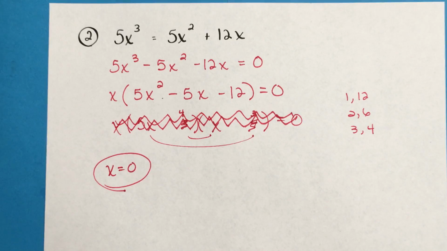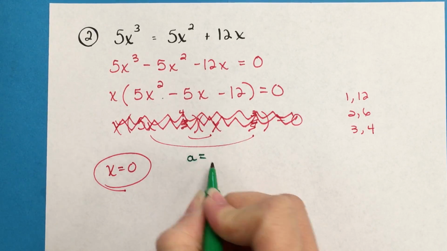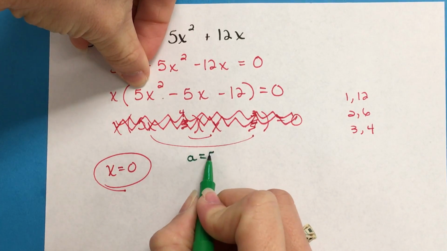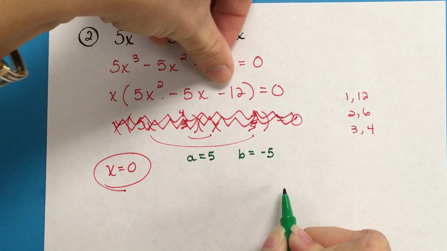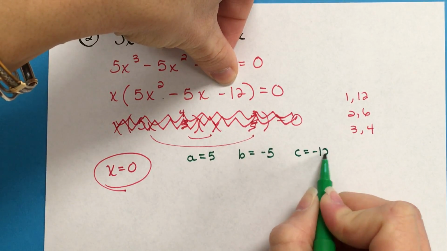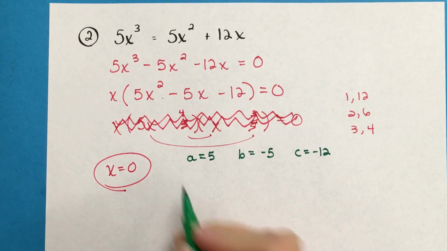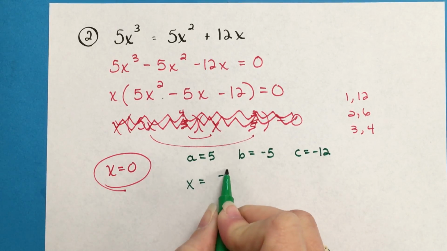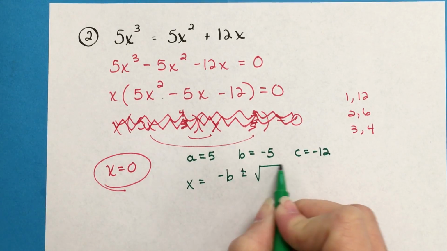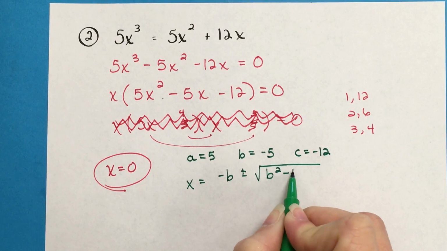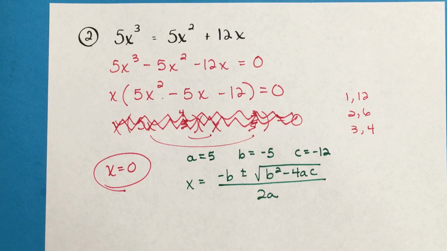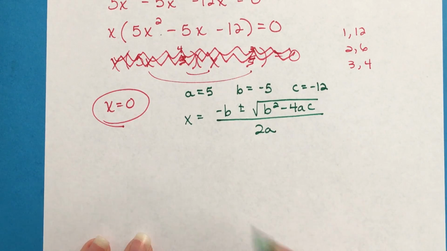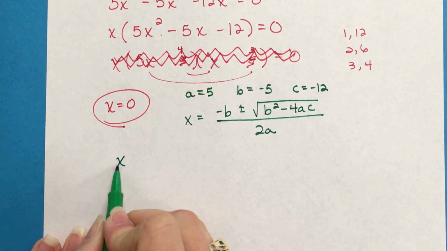Now, go into the quadratic formula. Okay, so I have my a value is the 5. My b value is -5. And my c value is -12. Okay, so I'm going to rewrite the quadratic formula, so you need to have this in your notes. Okay, so now let's take and substitute in our values.